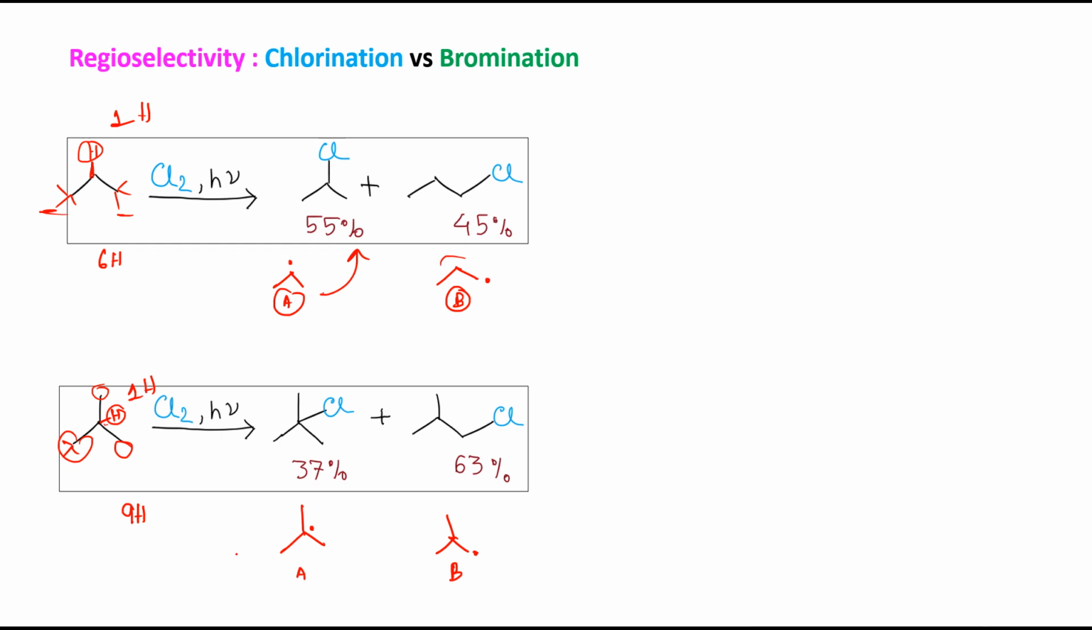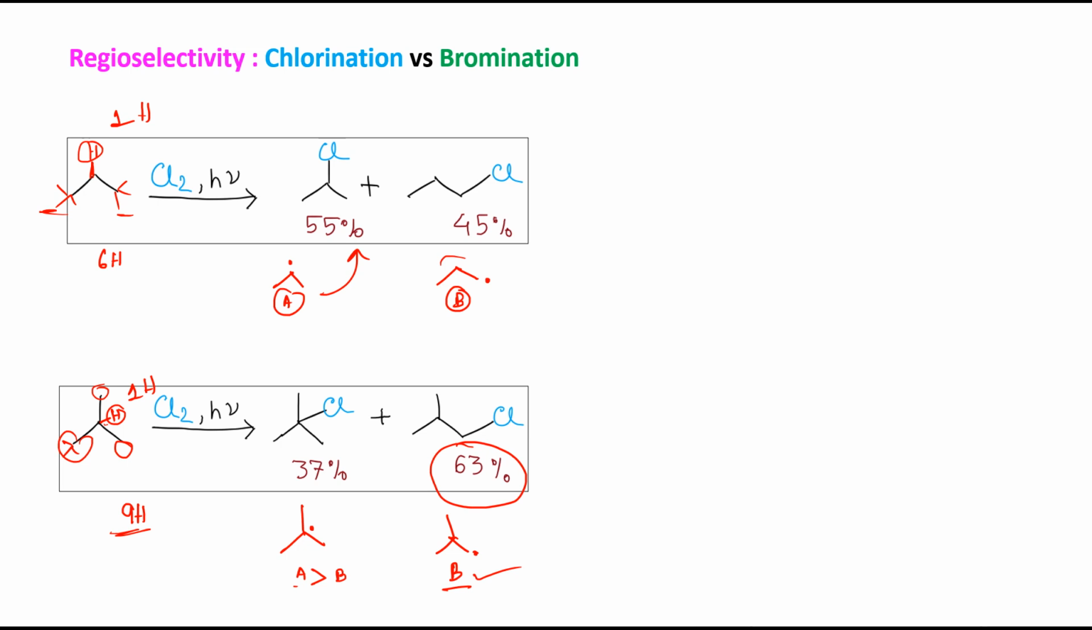From the number factor, total nine hydrogens can be removed. So the chance of formation of B radical, though it is not stable like A, is high as the number of hydrogens is high. Combining these two effects, ultimately we are getting 63%. So though A radical is more stable than B, still the major product we get is from this B radical. Now come to the bromination.